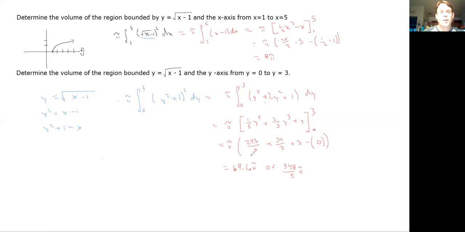So this is that idea of revolving. We revolved it around the x-axis before, and you can kind of see here, if we would have revolved it around the y-axis like we did, that's pretty much taking this whole area and rotating it all the way around.